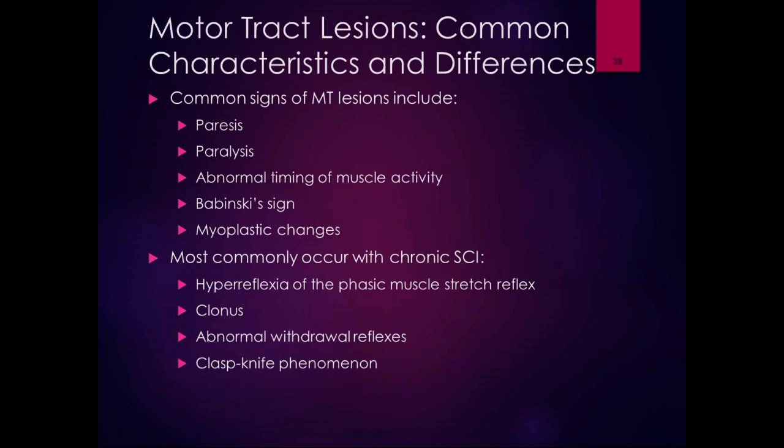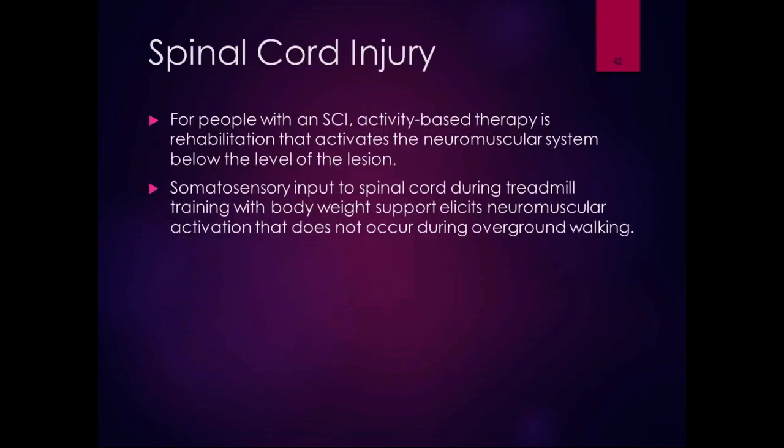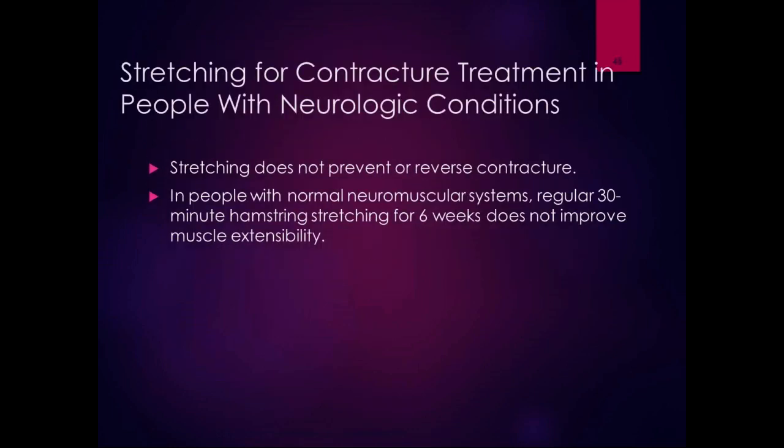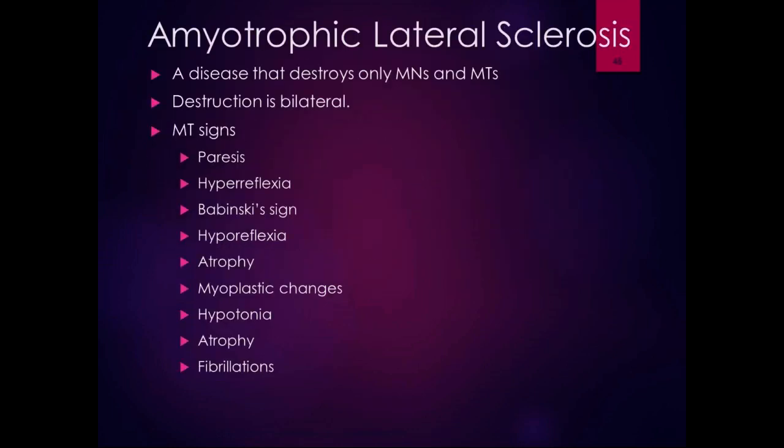With lower motor neuron, you often get hyporeflexia, you get Babinski's sign, paresis and paralysis, and myoplastic changes. So I am going to talk about one pathology that is in this chapter, and that's amyotrophic lateral sclerosis. It used to be known as Lou Gehrig's disease.